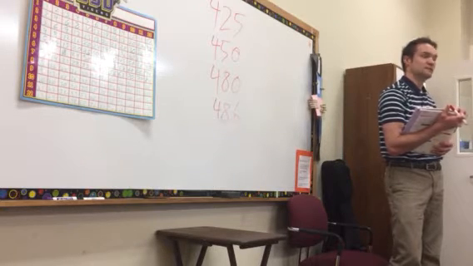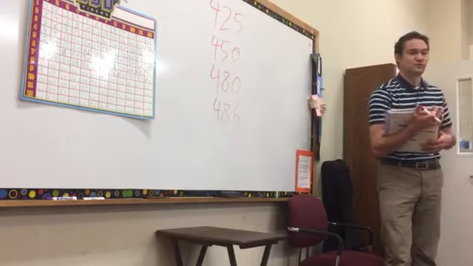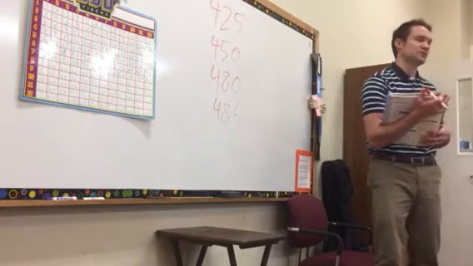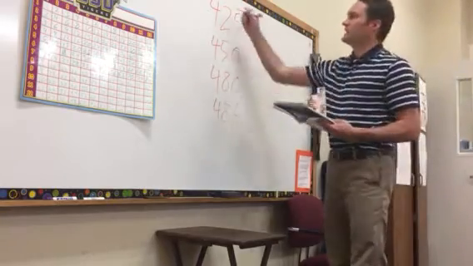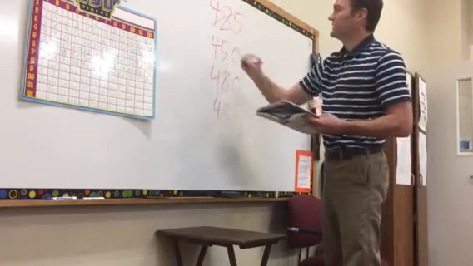Stephanie? 425. 425 is not divisible by 2. How do you know? Because the last digit is not even. So mark that one out.